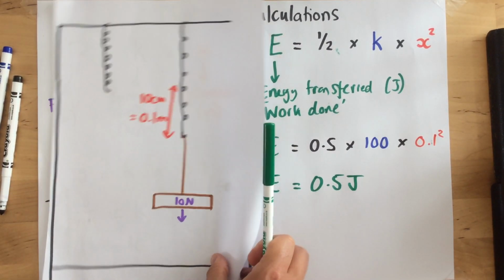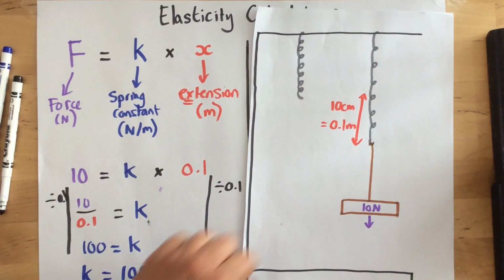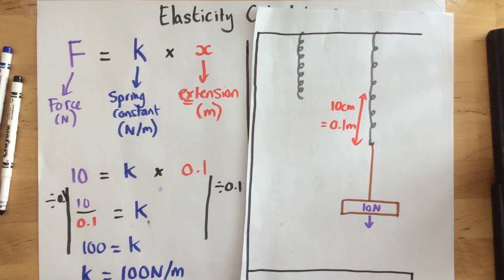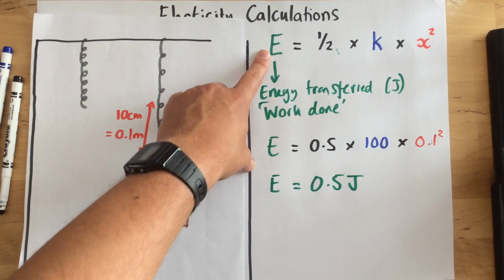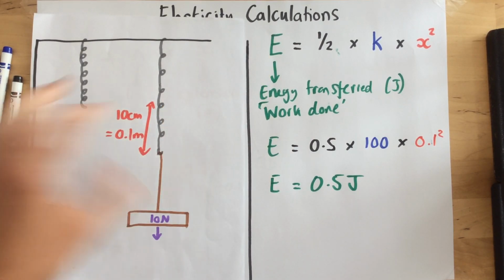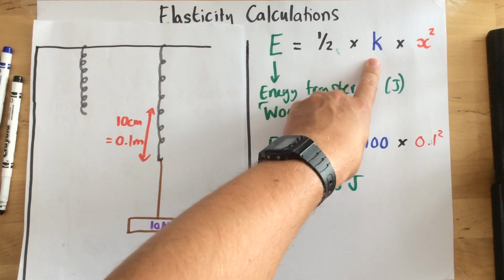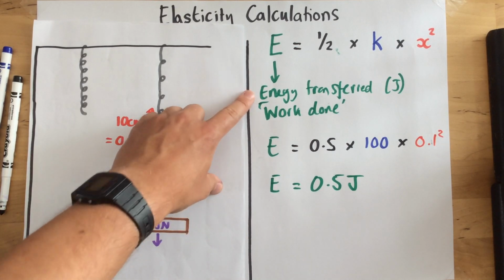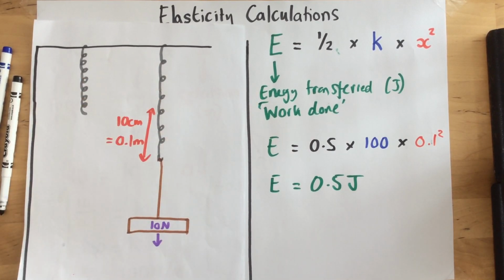So here we've basically, just to recap, this equation, we can use the idea of force and extension to find the spring constant if we do a little bit of smart rearranging. And just here, we could find the energy transferred in a particular situation, as long as we know the spring constant and the extension as well. And remember, another term for energy transferred in this context is how much work is being done.